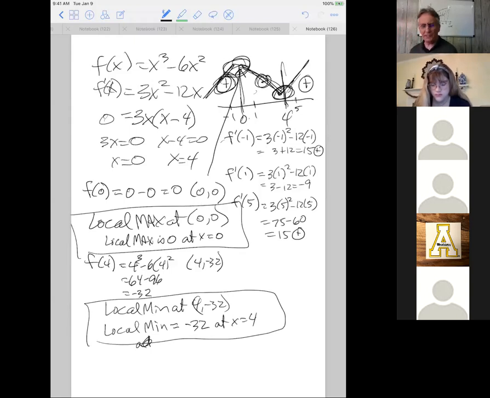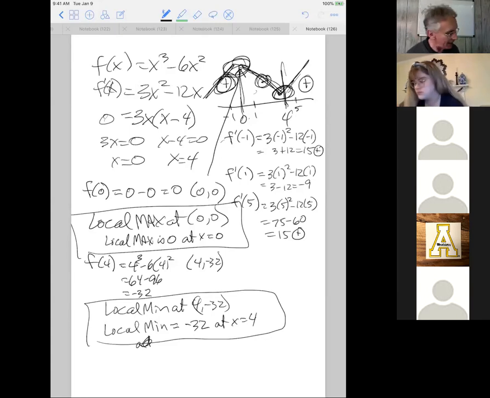Okay, any questions on that at all? Anybody see anything different, or any comment, anything to make? Okay, that's the goal of the first derivative test, to find local max and local min. And local max came first, so make sure you look at the directions and follow the order.